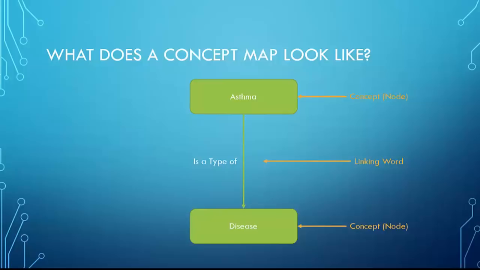Finally, when you have two nodes and a linking word, you create a proposition. So your concept map will contain different types of relationships and propositions. You may have another node that says wheezing. If you use the linking word "is a symptom of," and an arrow going from wheezing to asthma, you create another proposition. This proposition would read, wheezing is a symptom of asthma. When you develop your concept map, make sure that you explore all the relationships between your nodes and that linking them makes sense.